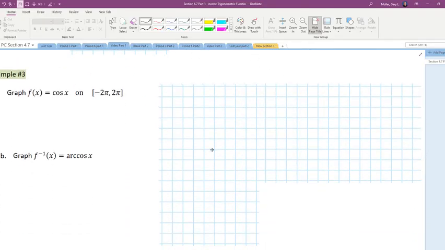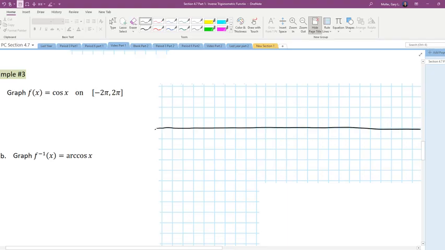Cosine. If we do the same activity with cosine, we're going to get a similar but different result because of the way cosine is slightly different than sine. So we've got our usual labels. We know cosine starts at 1. There's to 2 pi. There's to negative 2 pi.